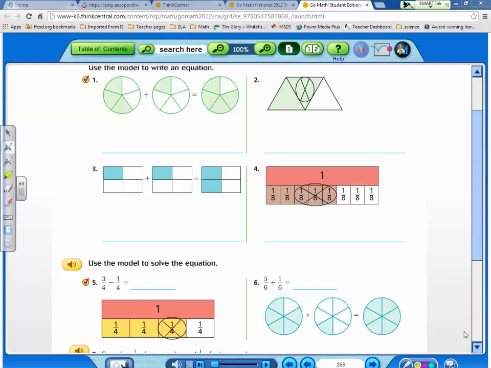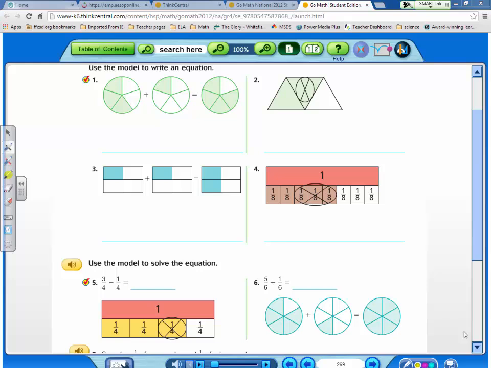Welcome to Go Math Lesson 7.1. Today we're continuing our study of fractions, and our essential question is, when can you add or subtract parts of a whole? One of the discoveries we made today as we played with some manipulatives is that you can add and subtract parts of a whole if they are the same size and if you have a common denominator. What we're going to do is write some equations from models.